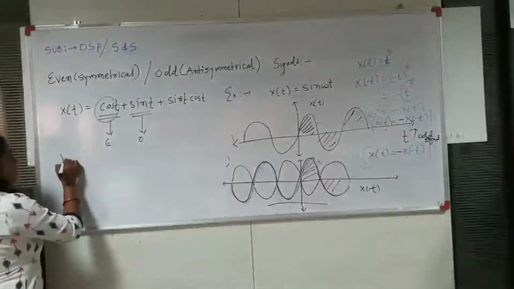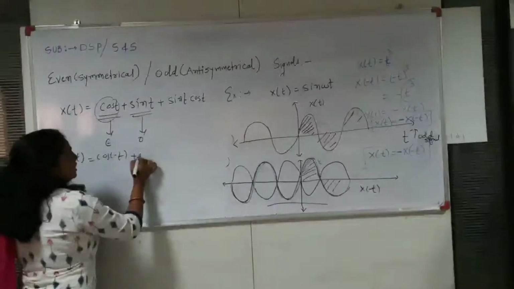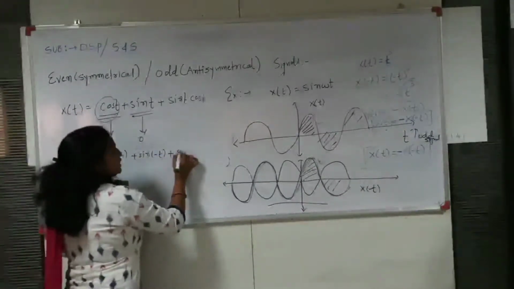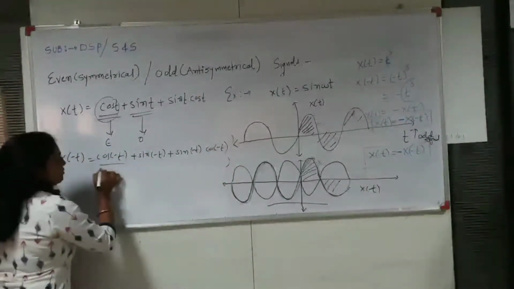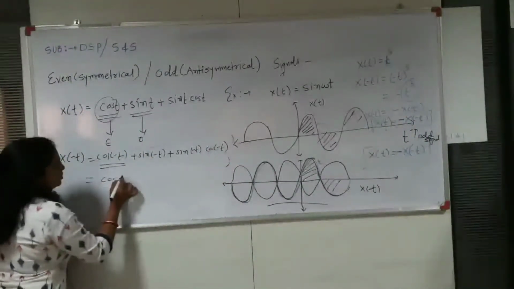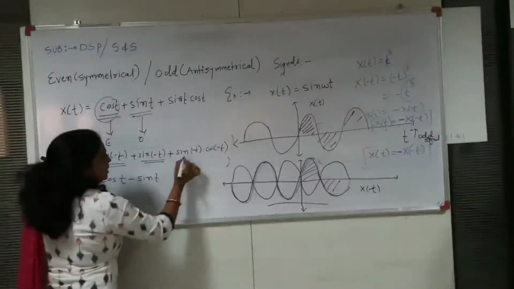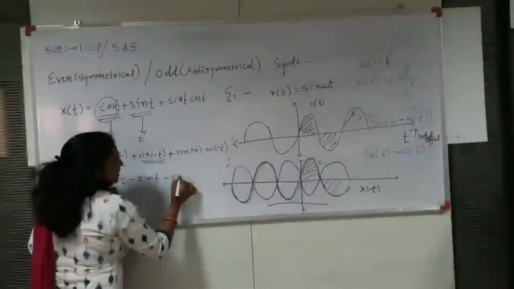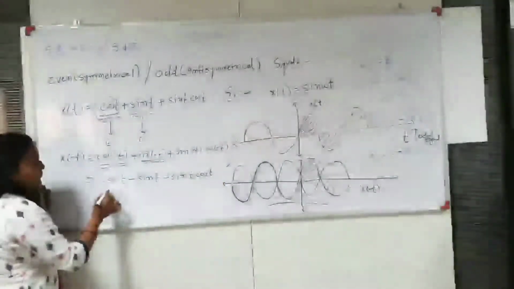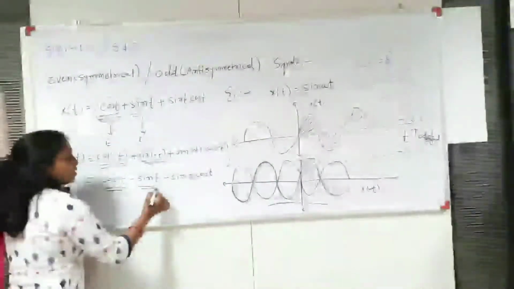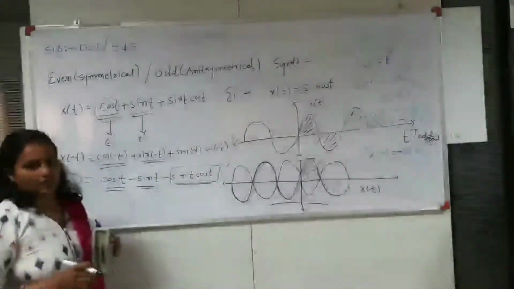If we replace t with minus t, we get cos of minus t plus sin of minus t plus sin of minus t into cos of minus t. Cos of minus t is an even function, so it is cos t. Sin of minus t is an odd function, so it is minus sin t. And cos of minus t is cos t. So again the question is the same. This is the even component, this one is the odd component, but we don't know about this product. So how do we solve this type of example?